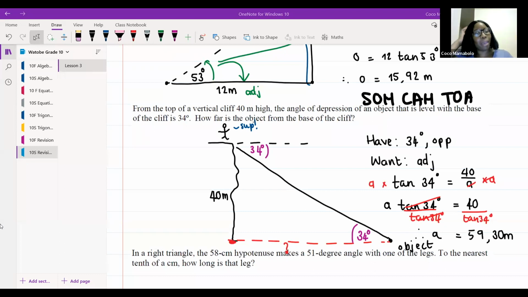Gift says, but ma'am, from you to the object is the hypotenuse. Yes, 100% Gift, you are correct. From you to the object is the hypotenuse. But what did our question say that it wanted, Gift? Our question said it wanted the distance from the object to the base of the cliff. Not to the top of the cliff, to the base. And this is the base of my cliff.